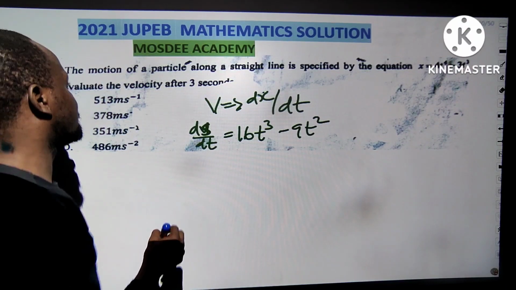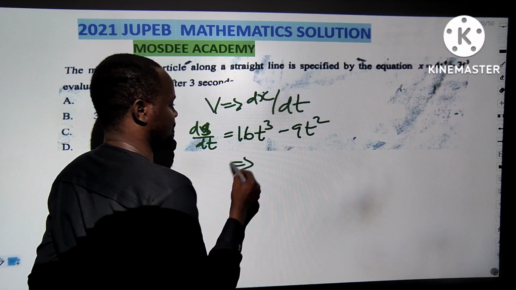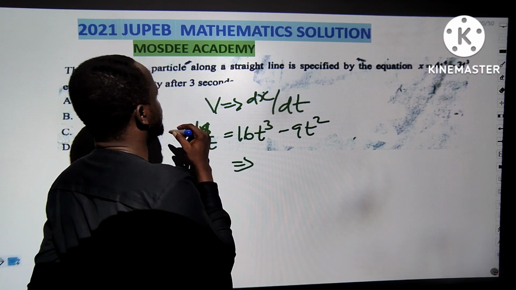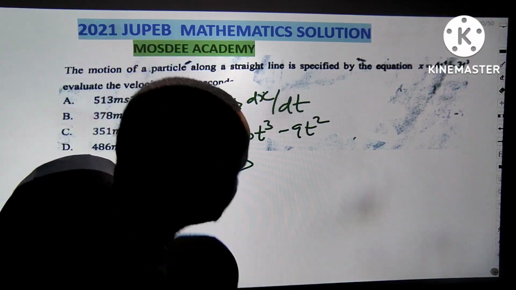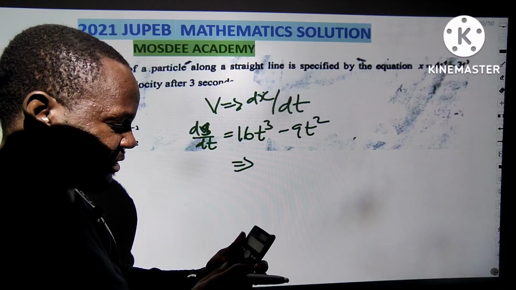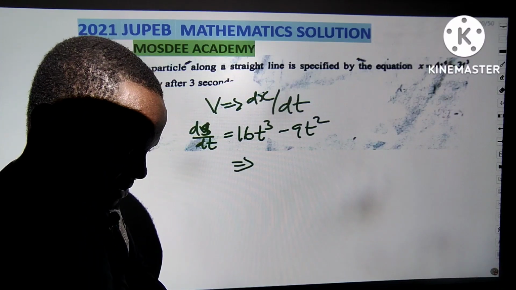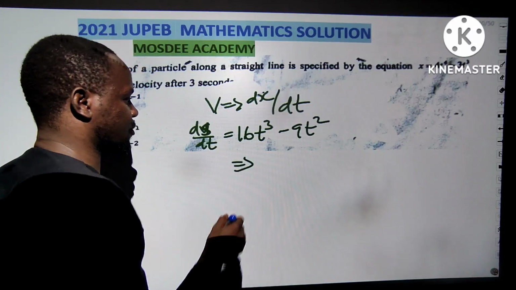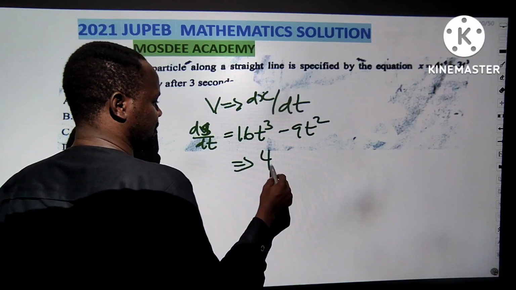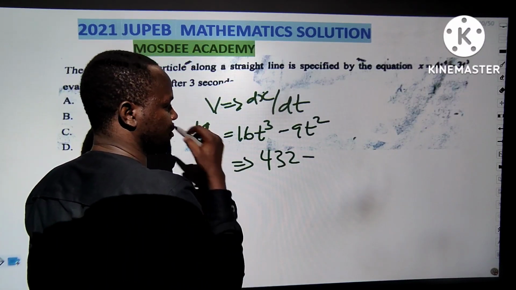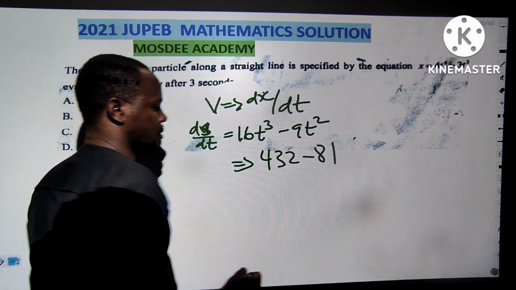After 3 seconds is when t is 3. 3 raised to power 3 is 27. 27 times 16. No, admin said 9. 27 times 16, maybe this is 432 or whatever. My stuff is rubbish. 432 minus, 3 raised to power 2 is 9, times 9 is 81. Minus 81.